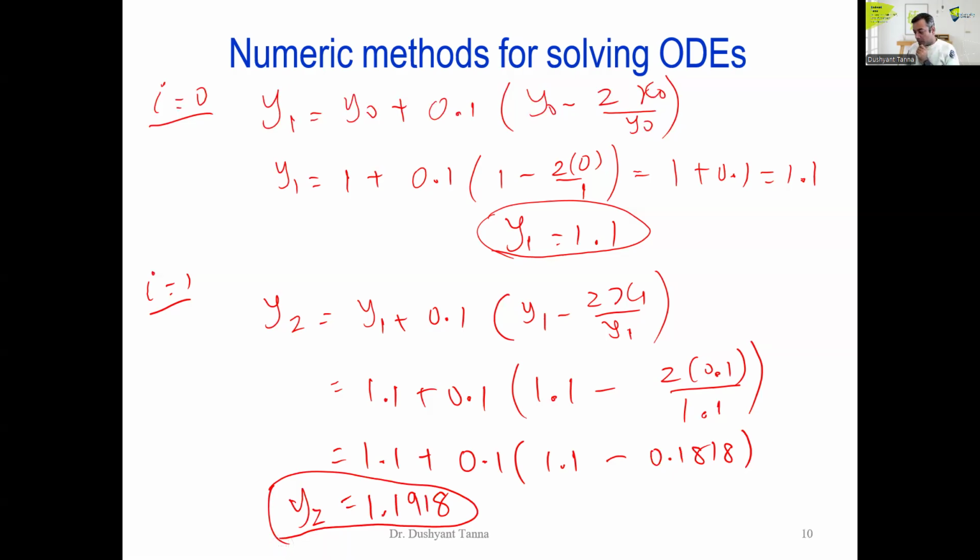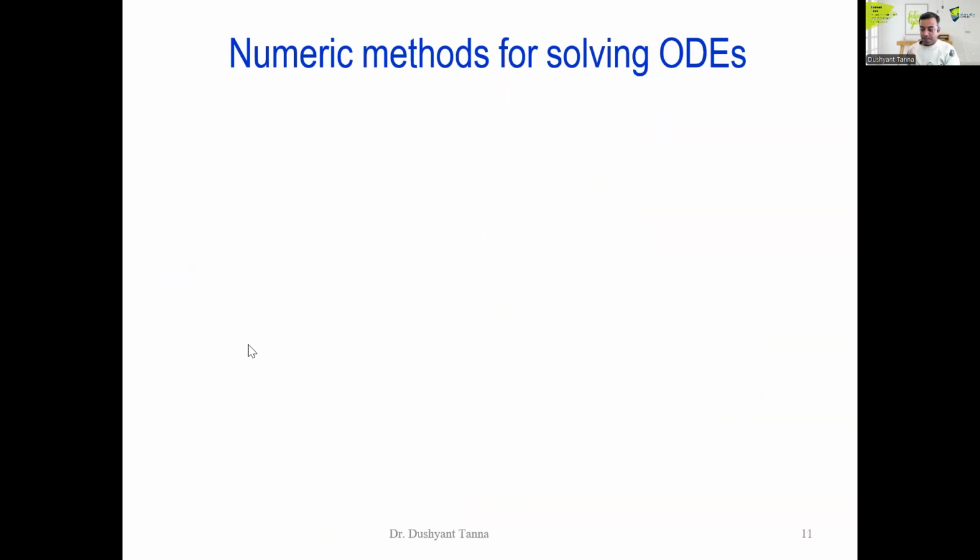Imagine yourself doing it for 8 more steps. You started with 0 and 1, easy. You got y1 as 1.1, your y2 as 1.1918, and then you keep on doing it. Then you go for y3 and so on. So let's try a few more, and then we will use Excel. I'll tell you how to use the formula, and I'm sure it's not that big a deal.